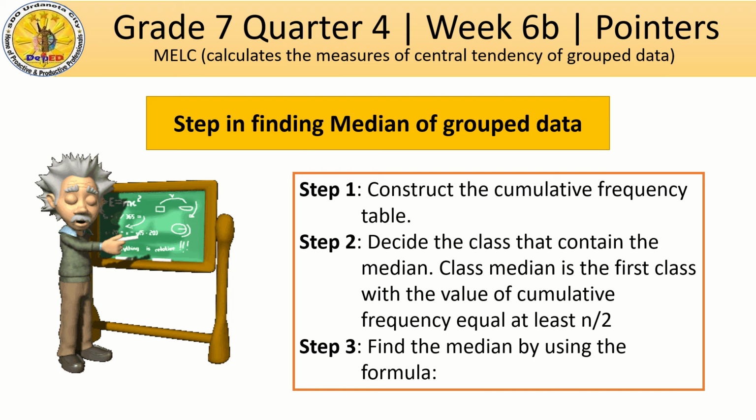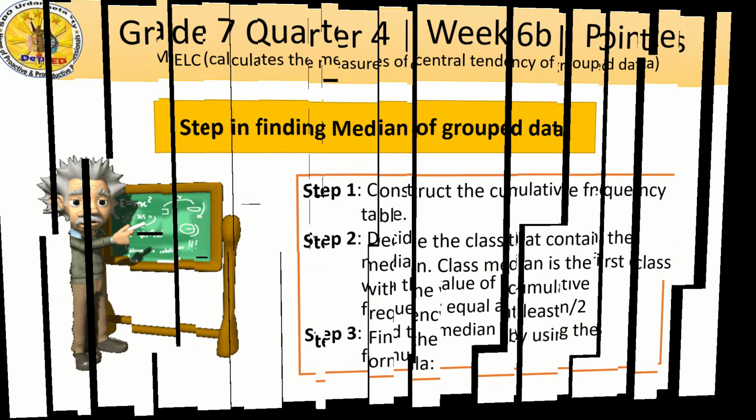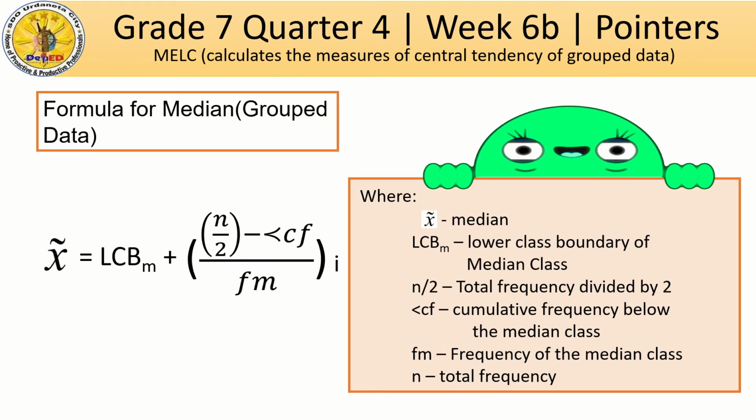Class median is the first class with the value of cumulative frequency equal to at least n over 2. Next, find the median using the formula. Formula for median of group data.